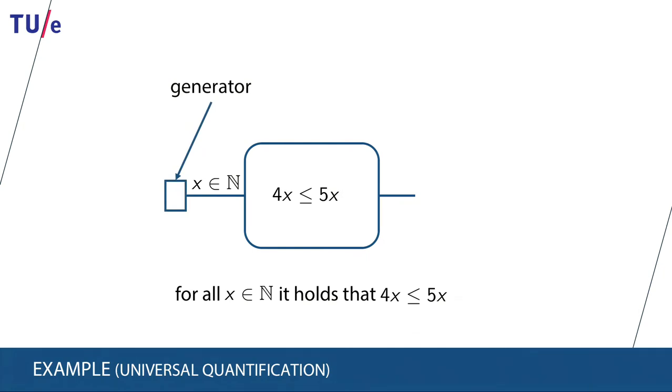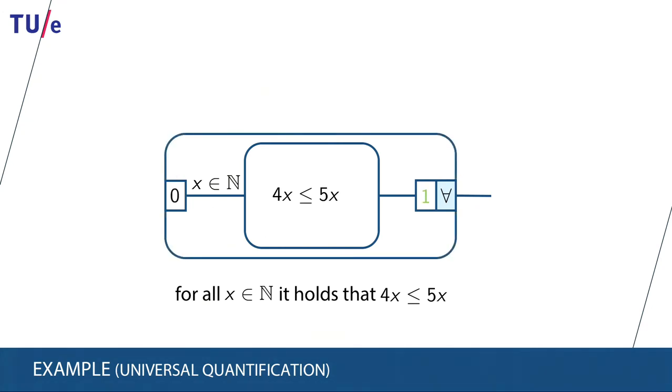Now imagine that we attach the input port of this device to a so-called generator, which is thought to exhaustively generate all natural numbers, one by one. And imagine that we attach the output port of the device to a so-called universal verifier, which monitors the output port of the device. The idea is that this universal verifier produces a 1 when the evaluation of the predicate 4x is less or equal 5x yields 1 for every generated natural number, and a 0 if at some point it turns out that 4x is less or equal 5x evaluates to false on some natural number.